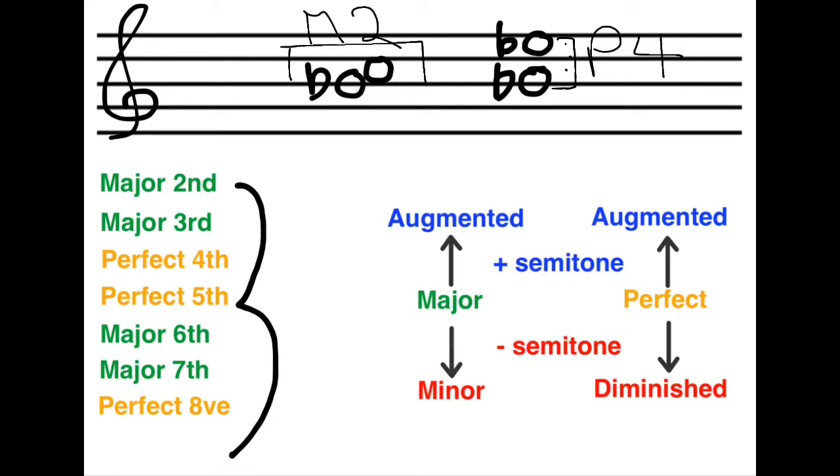Okay, so I'm going to show you what happens next, what happens if the top note doesn't belong to the bottom note's major scale. But if it does belong to the bottom note's major scale, then you use this side of the board. Okay, so that is what you would call a second, a third, a fourth, a fifth, a sixth, a seventh, and an octave. They're major second, major third, perfect fourth, perfect fifth, major sixth, major seventh, and perfect octave.